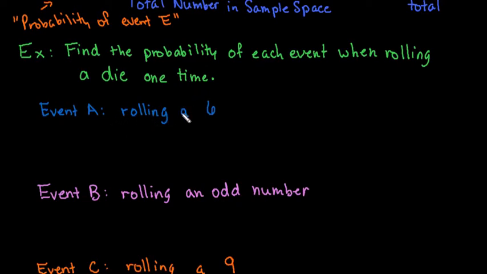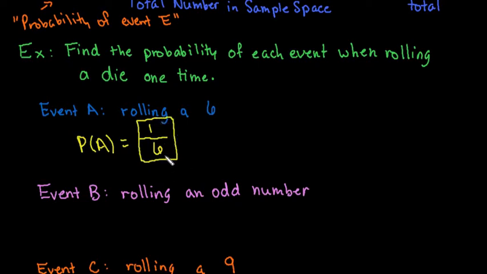So event A is rolling a 6. So we would put down the probability of A is equal to, so we would have to figure out how many 6s we have on a die. Since we only have one 6 on a die, this is a simple event that it can only occur one time. Out of a sample space, there are 6 total possible numbers that you can roll. You can roll a 1, 2, 3, 4, 5, or 6. So the probability of rolling a 6 is 1 out of 6.